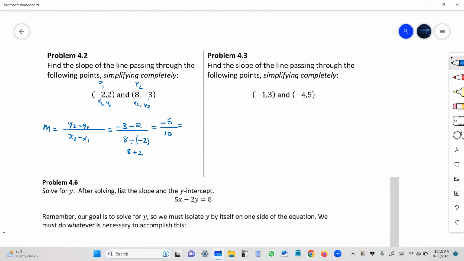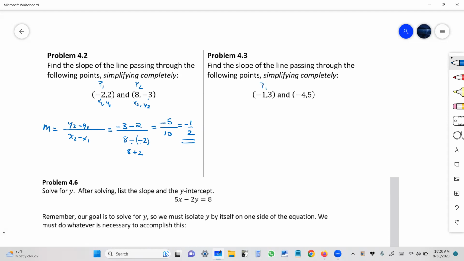And then if you have something like this, you can simplify the fraction by 5, and we get this. So here's the slope of a line passing through these 2 points. It's a negative slope, so the line is going to be decreasing to the right. All right, that's all we have to do to find slope.